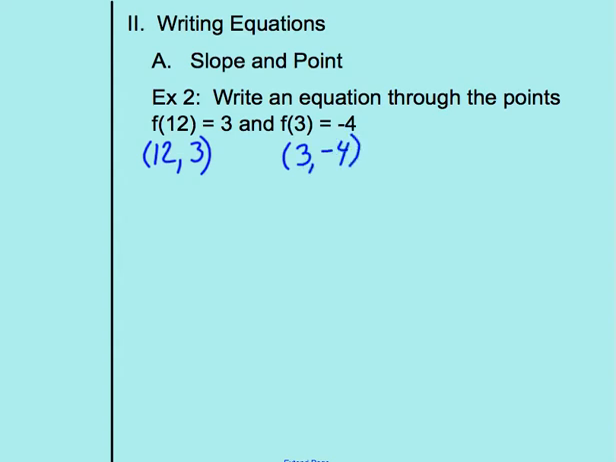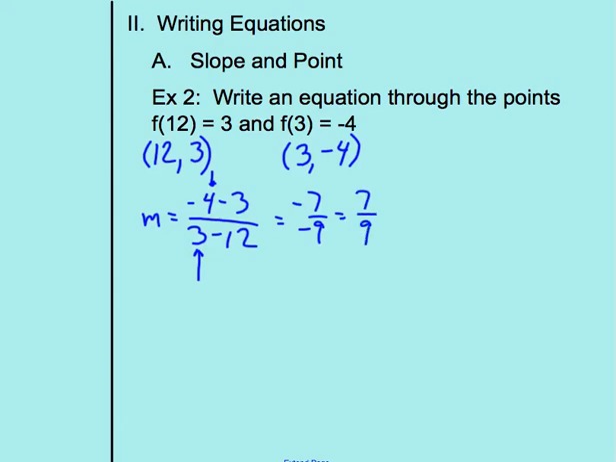So given 2 points, in order to write an equation, I need the slope. So we've got our slope formula, change in y over change in x. The key here is making sure that whatever y value you start with in the numerator, you start with the corresponding x value in the denominator. So we get negative 7 over negative 9, or 7/9 for our slope.